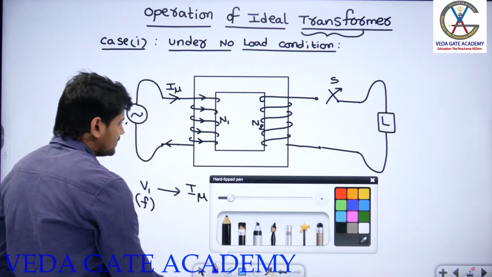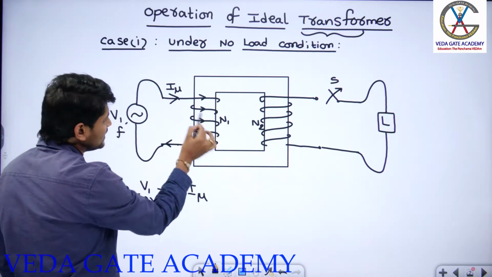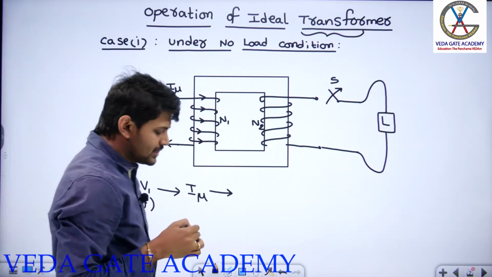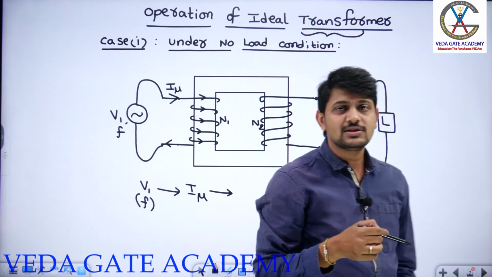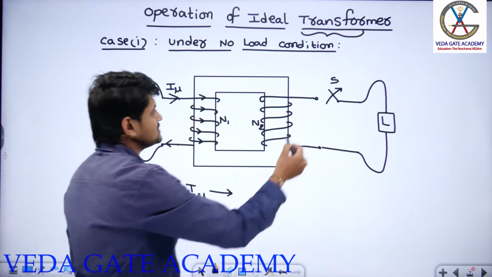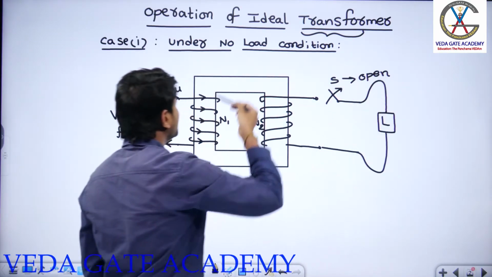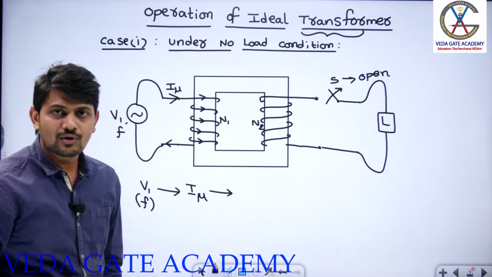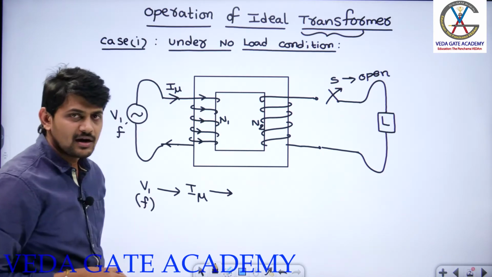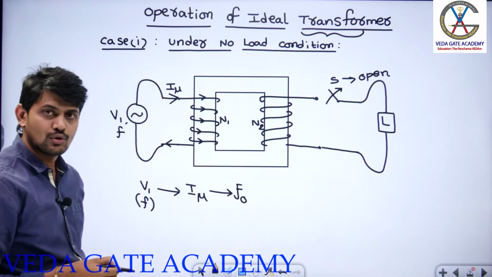Now here, if I draw the primary winding current I mu, this I mu current is flowing through how many number of turns, guys? N1 number of turns. As we know, the reason behind the production of flux is magnetomotive force. Since we are dealing under no load condition, that means this switch is in open position. So I can say the transformer is operating under no load condition. The moment the switch is open, as we know, it is operating under no load, the corresponding MMF I can represent with F0, which is called as no load MMF.